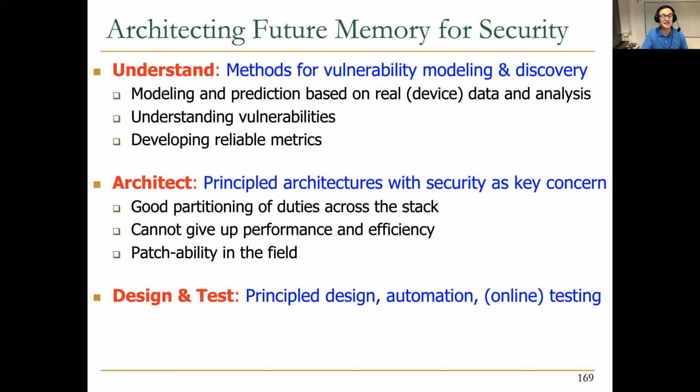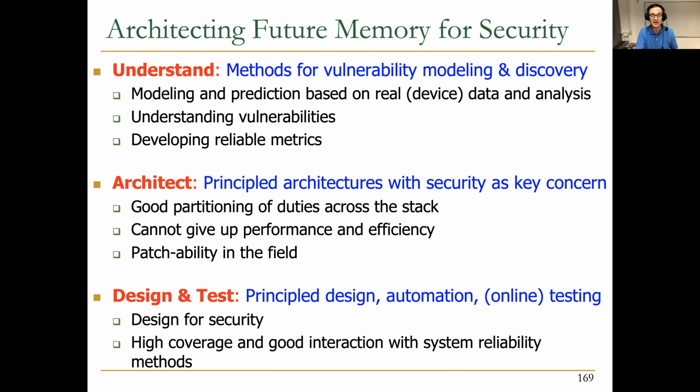And I believe patchability in the field is very important to provide going into future generations of DRAM as well as memory controllers. Of course, design and test is critical. Principled design, automation, and online testing, such that we're not missing anything, is important. And for this, we need to design for security from the ground up. If we can profile the DRAM chips online once in a while, and if there's profiling support provided by the DRAM interface so that we can make this low cost and low overhead, we can get high coverage and good interaction with system reliability methods. That's what our position paper talks about as well.